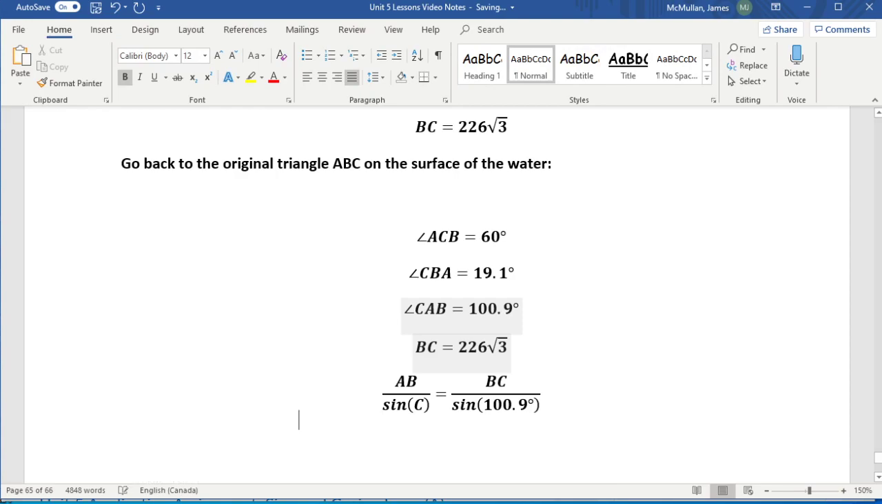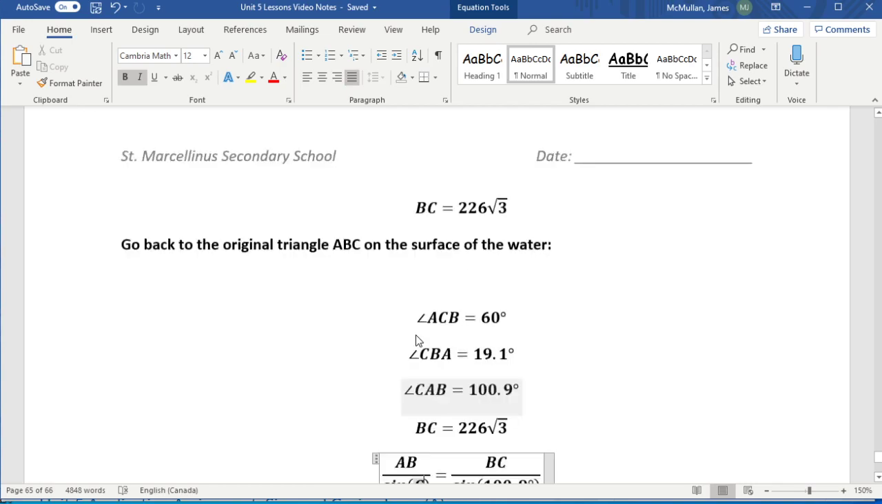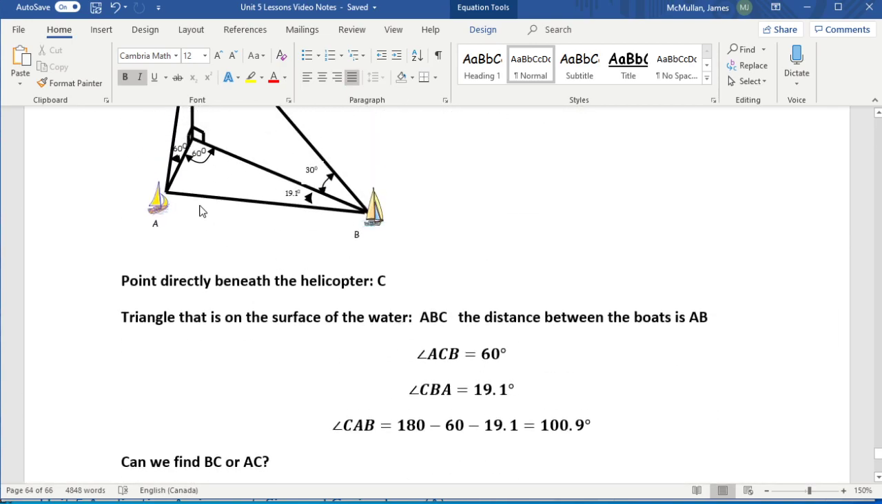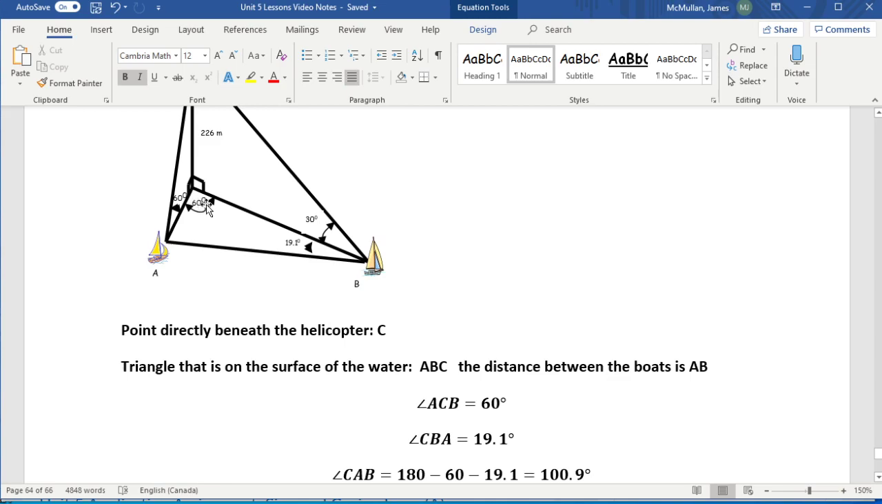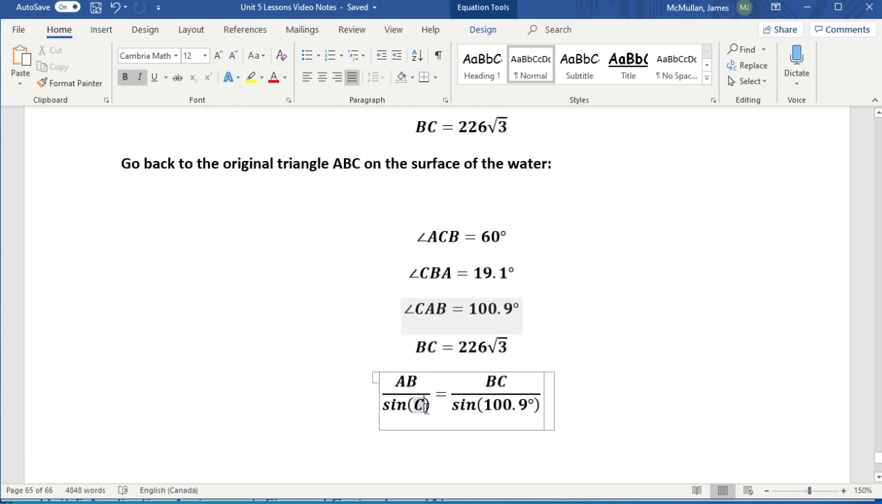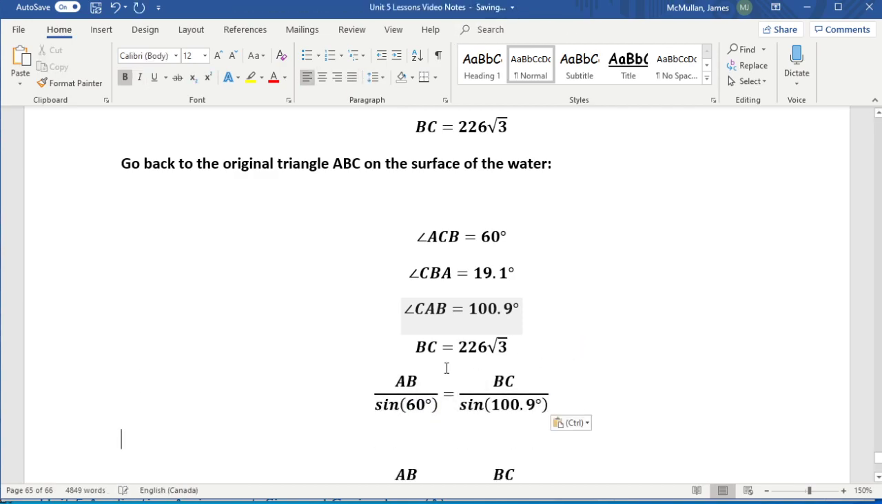Okay, and when I say sine C, I mean this one, like the 60. So let's put the 60. You know what? Let me write it this way.